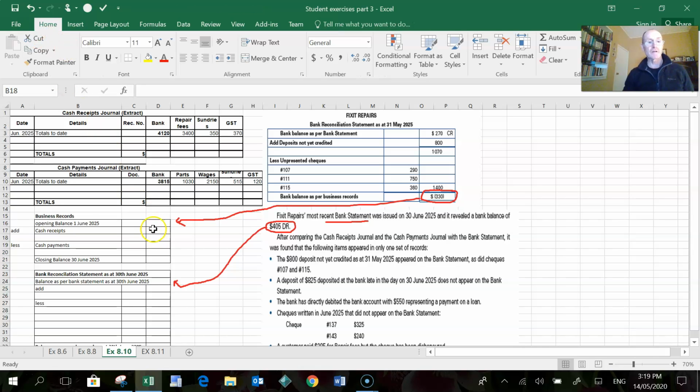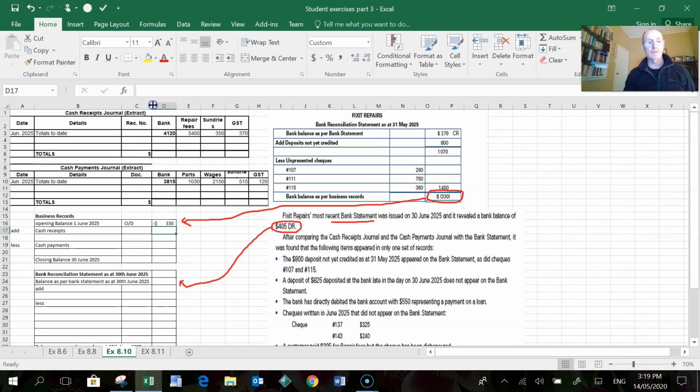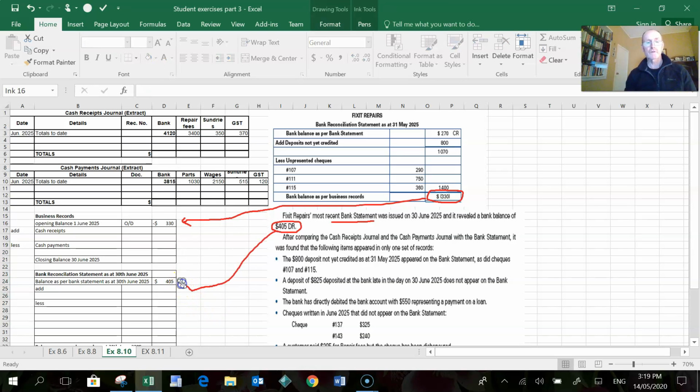Right, so let's just put those two figures in. It's negative 330, so that means it's an overdraft. That is an overdraft in terms of your accounting records, which would be a current liability. Down here, the balance as per the bank statement is 405 debit, which also means that that is an overdraft figure. Right, so DR means overdraft. So that's the first step. Identify the two balances. If you get that part right, you're well underway.